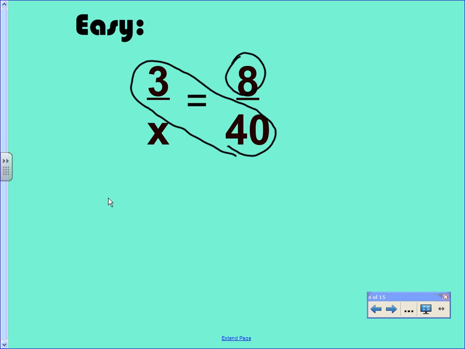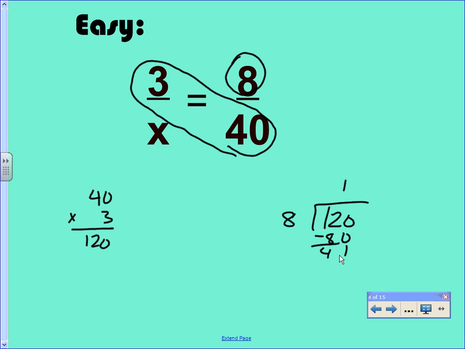So 3 times 40 is 120. And then we do 120 divided by 8. That gives us 15, and that's our answer. So x equals 15 in this proportion. So all we do is cross multiply and divide. We multiply the friends and divide by the lonely person.